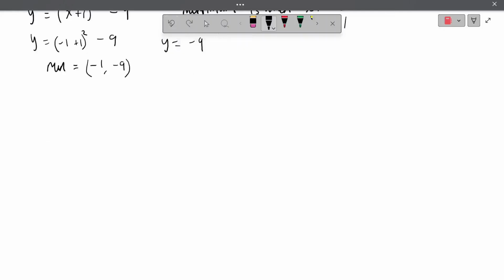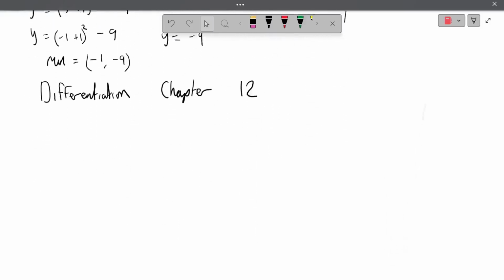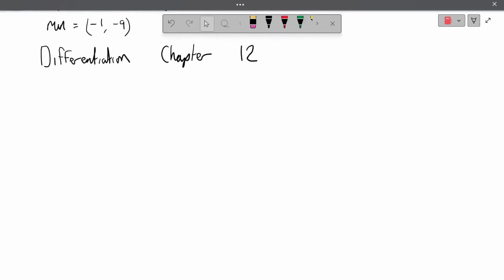But is there another way? Well, we could use another way. So another way could be differentiation, which is chapter 12. But that is what we will go on to when we get to chapter 12, and gradients of curves, and when you find a minimum through quadratics and cubics and other graphs. So the completing the square method only works for quadratics and finding a minimum then.